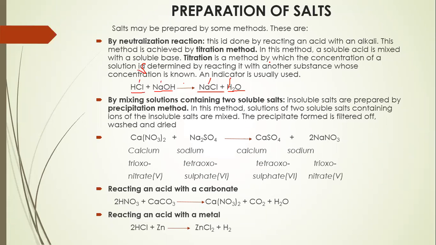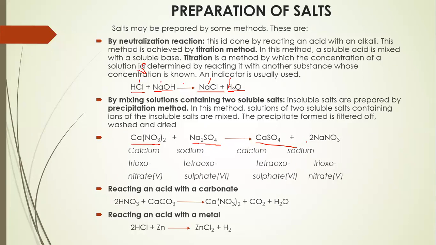by the precipitation method, that is by mixing solutions containing two soluble salts. Now this is done by preparing insoluble salts. In this method, the solutions of two soluble salts containing ions of the insoluble salt are mixed together. So you have calcium trioxonitrate(V), a soluble salt, then you have sodium tetraoxosulfate(VI), a soluble salt. Now when these two are mixed together, they form a precipitate. Now this precipitate is what is washed and dried off.